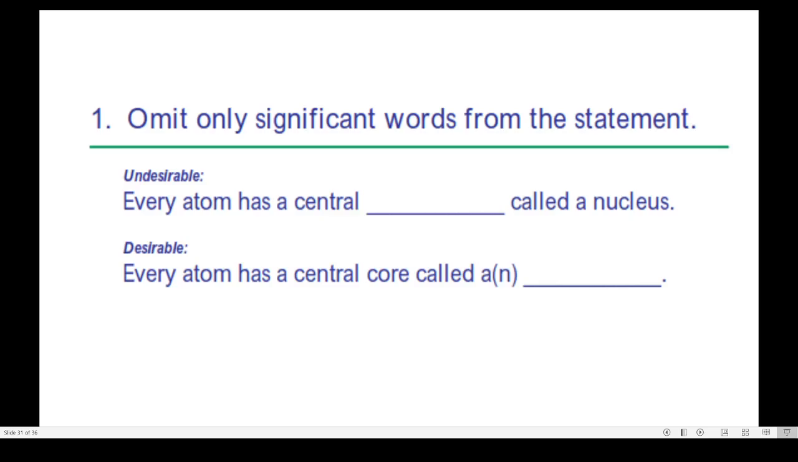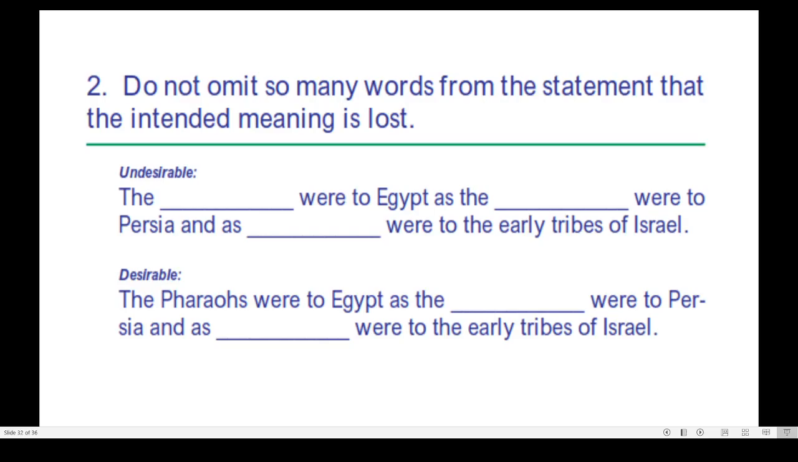So if you want to make it desirable, you can transform this statement into: every atom has a central core called a blank. So you want them to answer nucleus. Notice that it also uses a or an because you don't want to give a clue to your students, similarly to our multiple choice items. Number two, do not omit so many words from the statement that the intended meaning is lost.